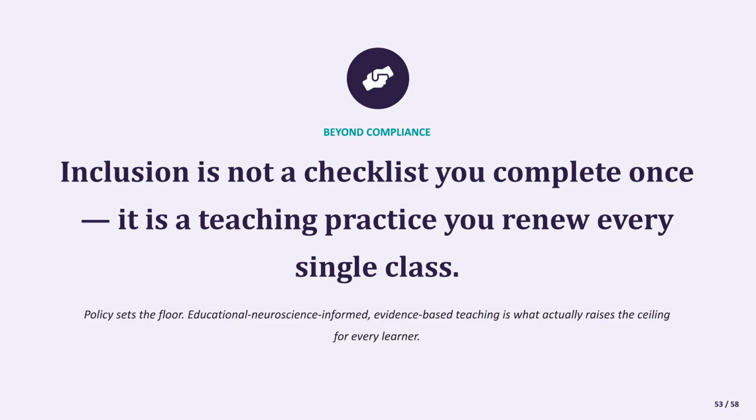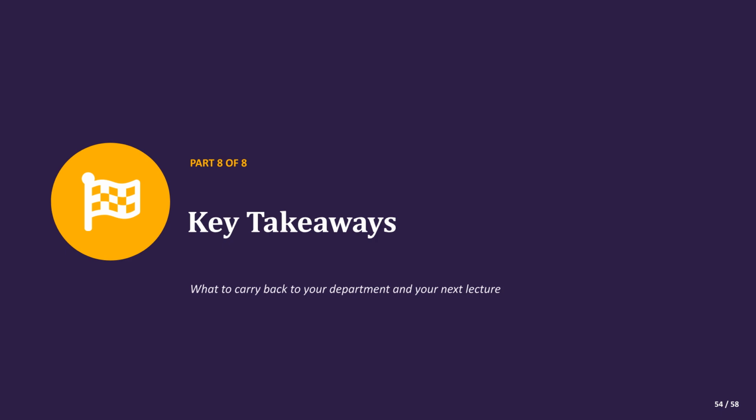Institutional compliance is also vital. The RPWD Act mandates a 5% seat reservation, accessible campus facilities, resource disability support cells, and a move towards systematic, proactive screening of students. Remember that inclusion is not a one-time checklist. It is a teaching practice you must renew in every single class. Policy sets the floor, but evidence-based teaching is what truly raises the ceiling for your learners.